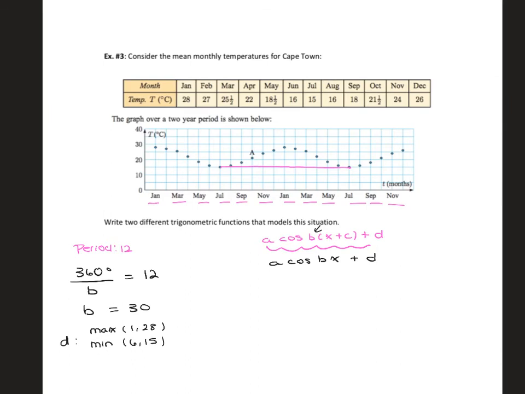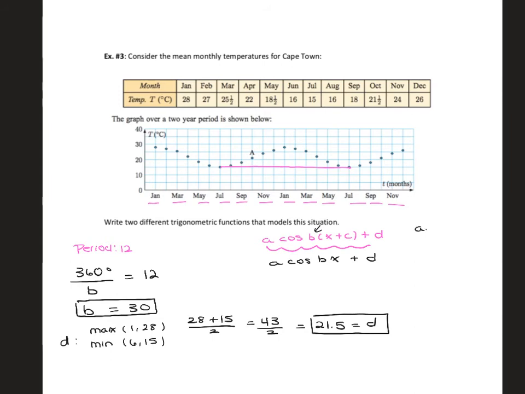So remember, your D value is the average of your maximum and minimum points because it splits your graph in half. So you're going to take 28 plus 15 and you're going to divide that by 2. You get 43 divided by 2, which is equal to 21.5. That's your D value. So we've got our B value, which is 30, and we've got our D value, which is 21.5. Now let's find our A value, or our amplitude.